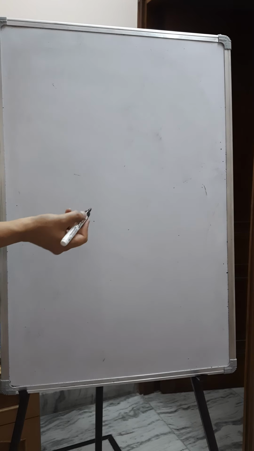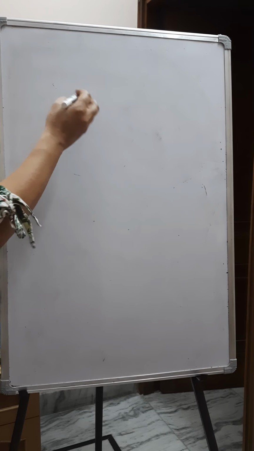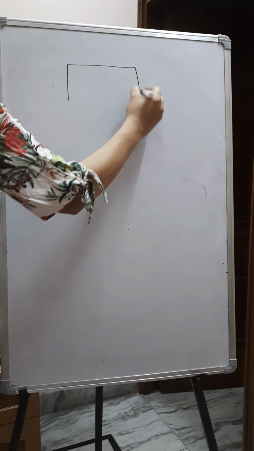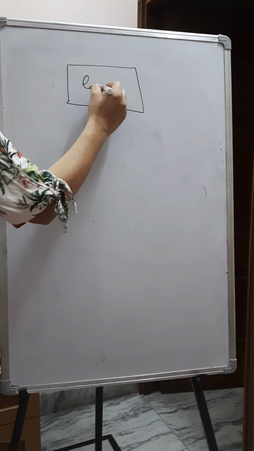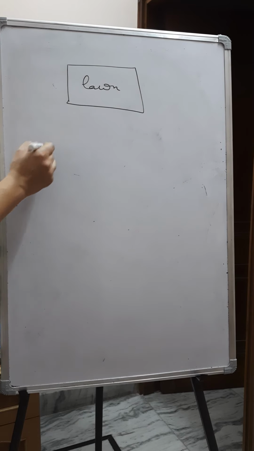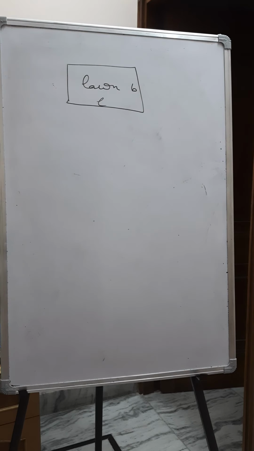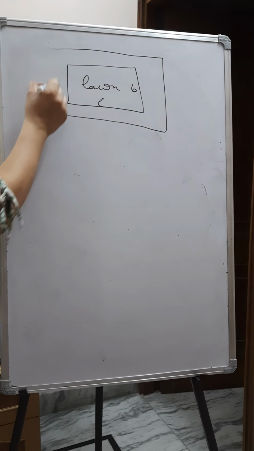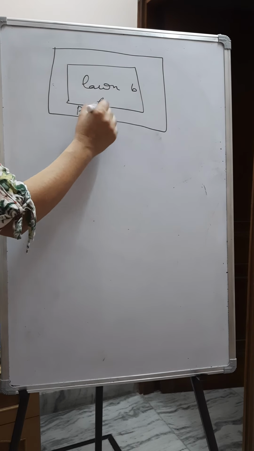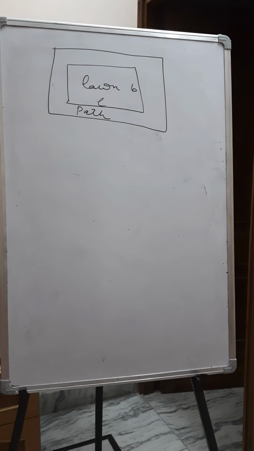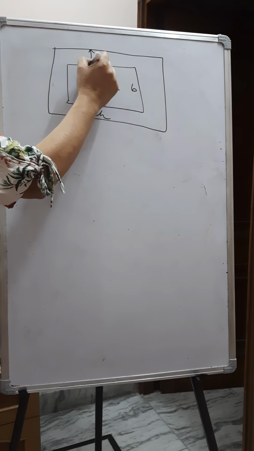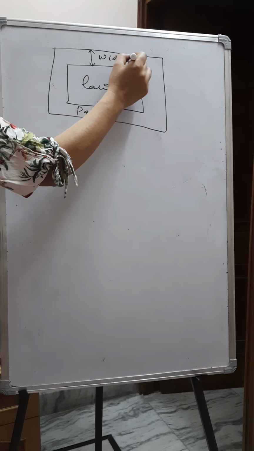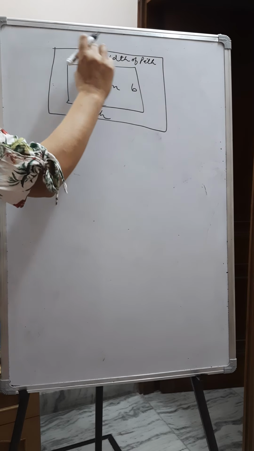First concept: you are given either a rectangle or a square. Inside there is a lawn, a rectangular lawn let us suppose. It has some length, it has some breadth. Outside it there is the path. This is the path. Followed? And the width of the path is given, which is uniform all along.